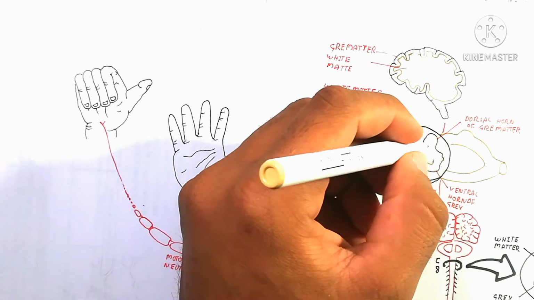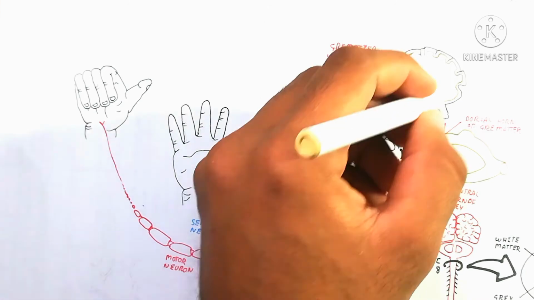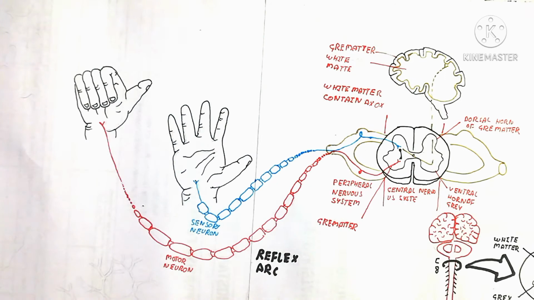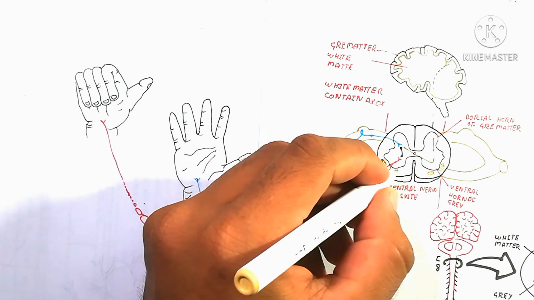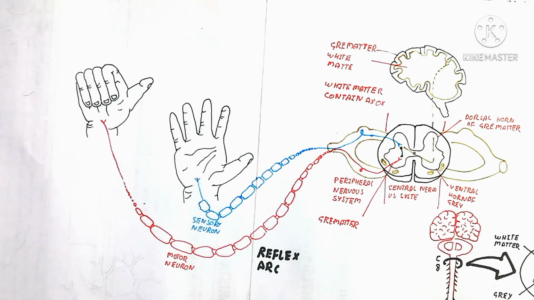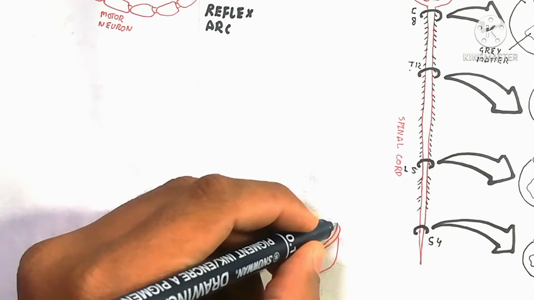So this can also go into the brain, to the region of the gray matter, and this gray matter will receive the signal and go back, giving the response. So this is also attached by the neuromuscular junction. We will discuss it later in this video.